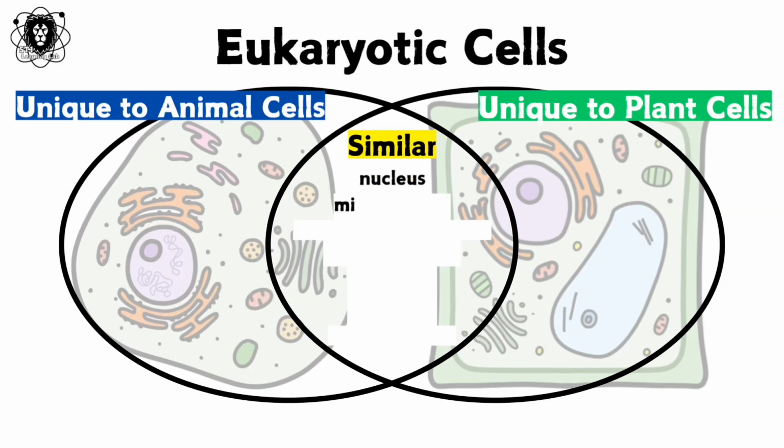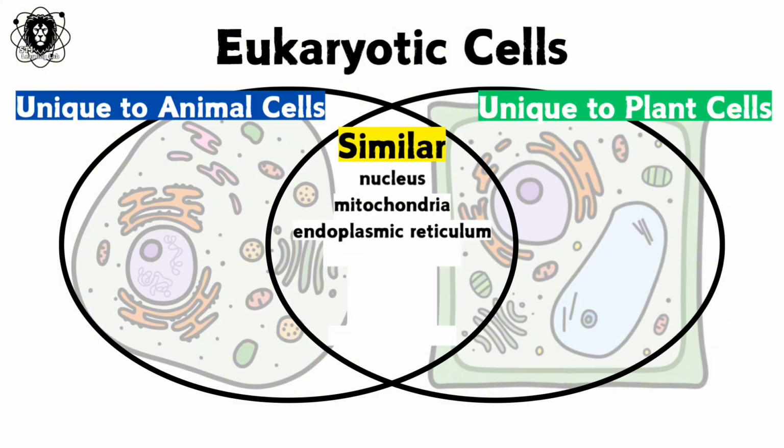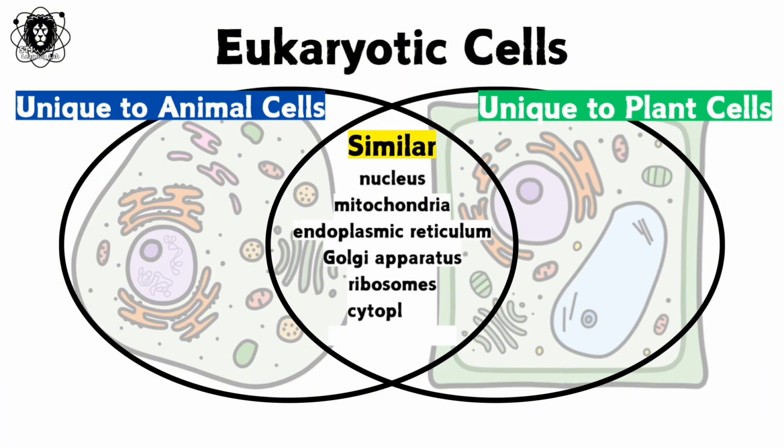Let's start with what they have in common. Both plant and animal cells contain a nucleus, mitochondria, endoplasmic reticulum, Golgi apparatus, ribosomes, cytoplasm, and a cell membrane. These organelles work together to keep the cell alive, healthy, and functioning.